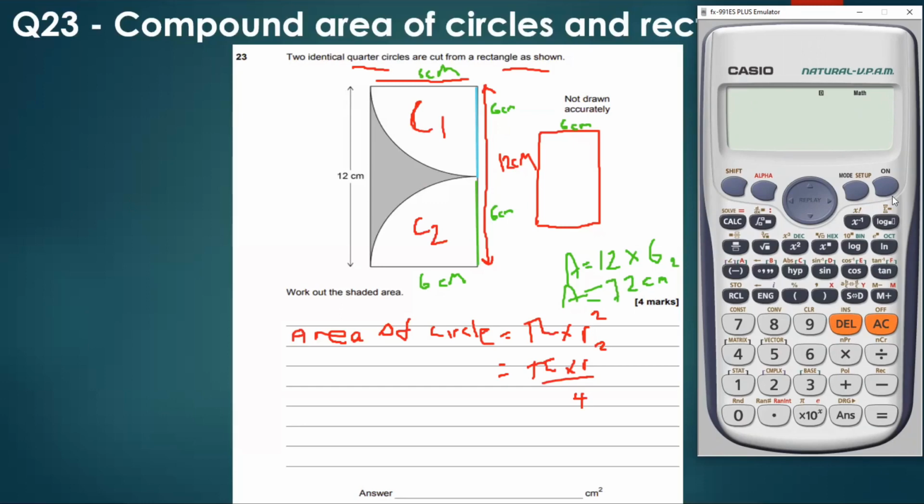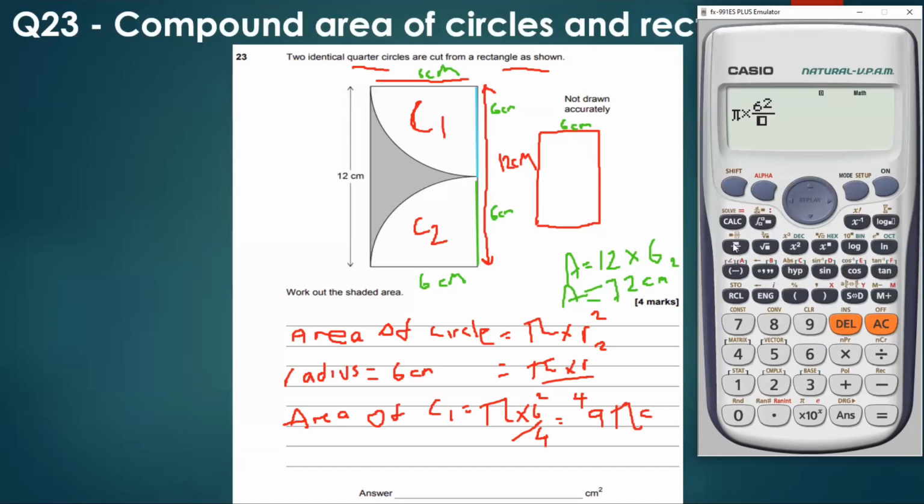So the radius, guys, we said from the first part is equal to 6. So substituting in 6 into my formula, I'm going to have the area of C1. So area of C1, guys, is going to be pi times 6 squared over 4. 6 squared is 36, guys. Divided by 4 is going to be 9. So it's going to be 9 pi centimeters squared.